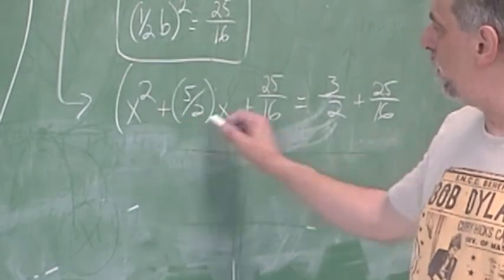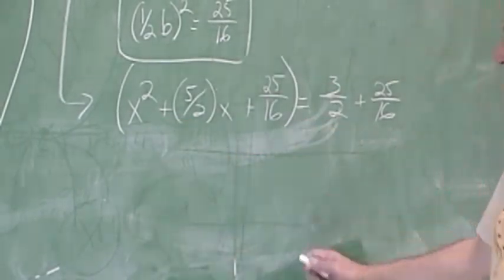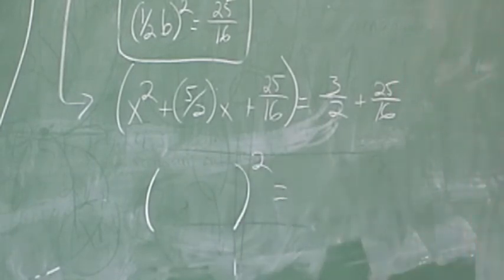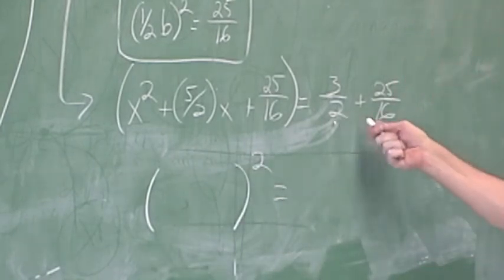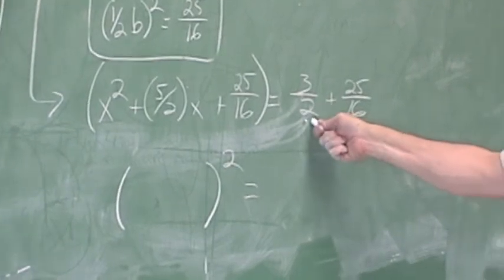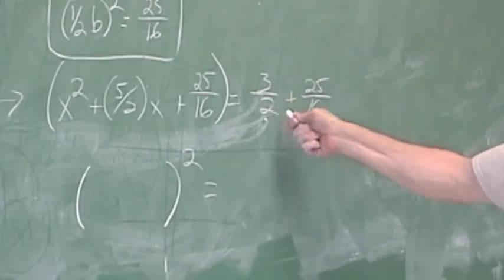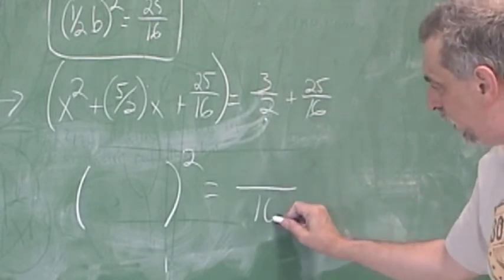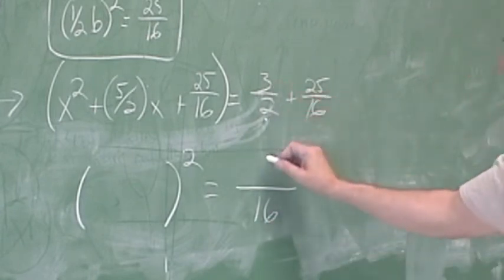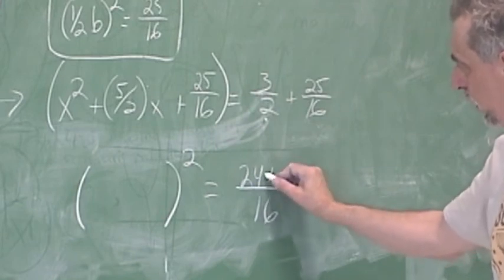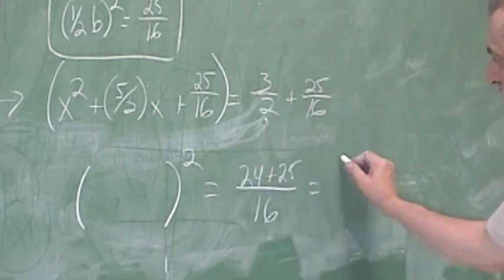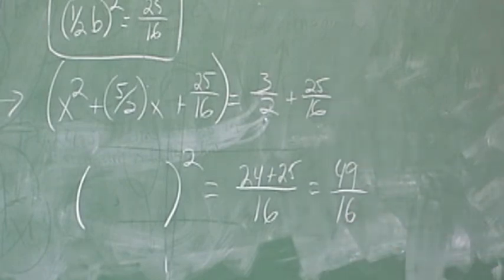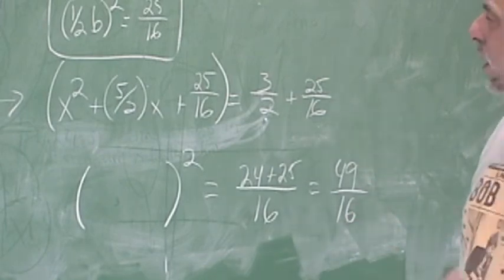Okay, so this is now our perfect square trinomial, which is going to factor into a binomial square. And let's get a common denominator here so we can add these together. 2 goes into 16 8 times, so if we put everything over 16, 8 times 3 is 24, so we get 24 plus 25, which nicely gives us numbers that are perfect squares, which makes us think we did something right.